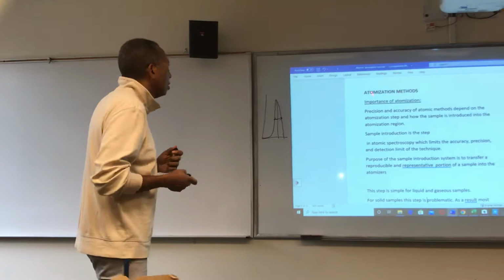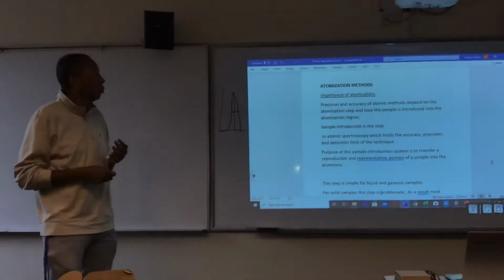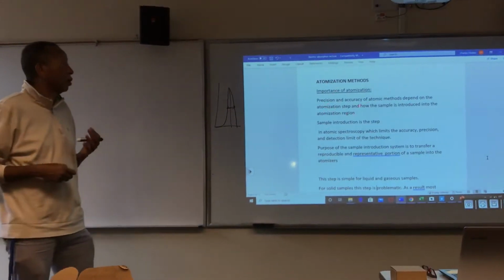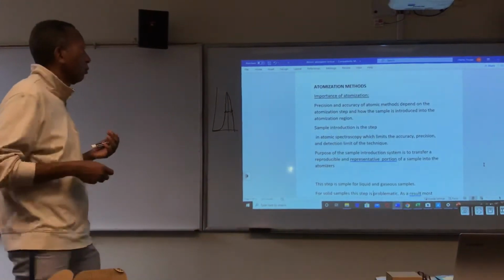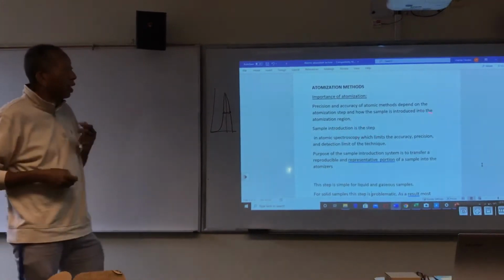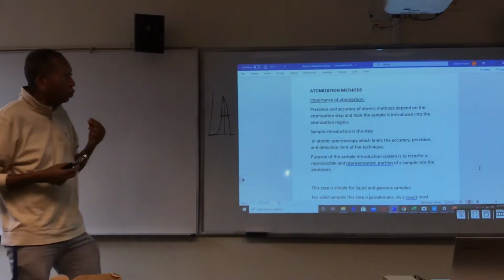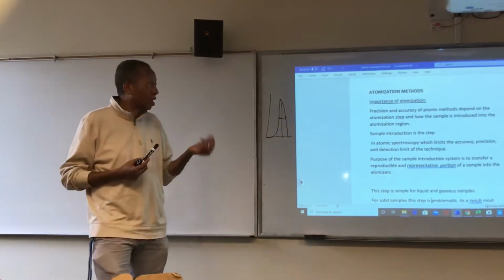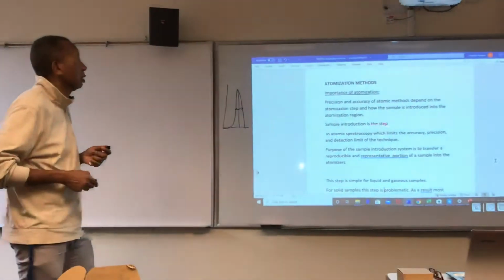So atomization is important because, of all the processes involved, that is the one that determines the precision and accuracy of the method that we're using, right? So this step of atomization and how the sample is introduced is really important. And just to note here, this is the step that limits the accuracy, precision, and detection limit of the technique. Our ability to always have a representative and consistent sample interacting with the flame, if we're doing flame spectroscopy, right?